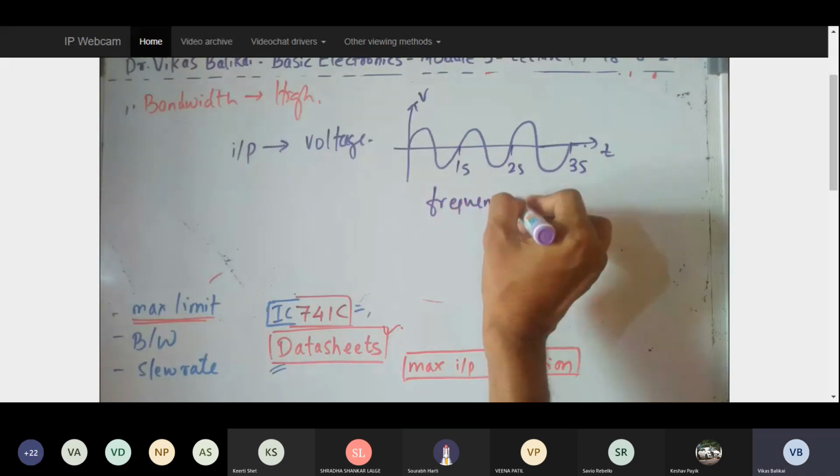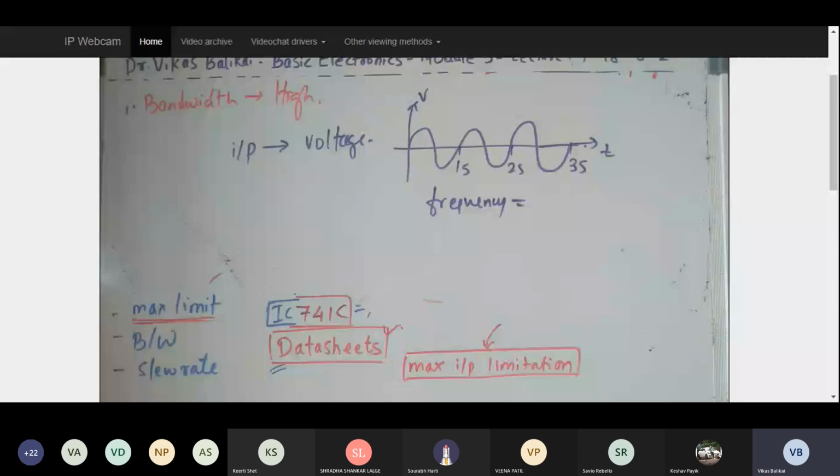I mentioned the time and I have given the x-axis and y-axis. What is the frequency of this? 1 hertz. How do you obtain that? 3 cycles divided by 3 seconds.